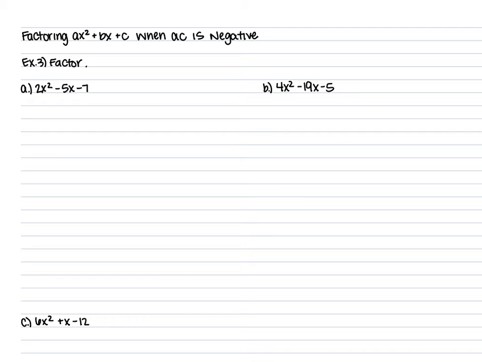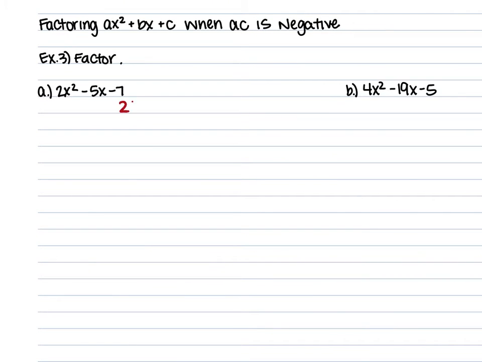For example 3, we are factoring when a times c is negative. So if we look at example A, we have 2x squared minus 5x minus 7. We're going to do the 2 times the negative 7. We get negative 14. From here, you want to find the factors of negative 14 that add up to be a negative 5. If we have a positive 2 and a negative 7, that gives us negative 5. So we'll replace that negative 5x with the 2x minus 7x. So we're going to have 2x squared plus 2x minus 7x minus 7.